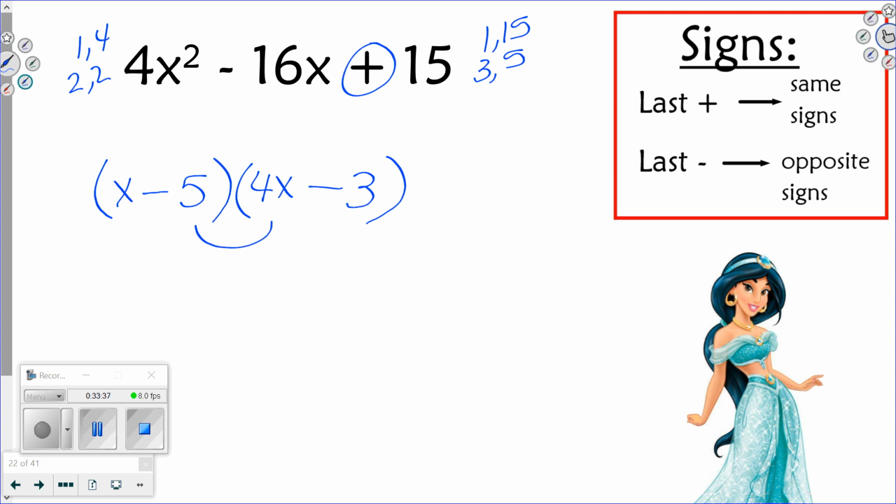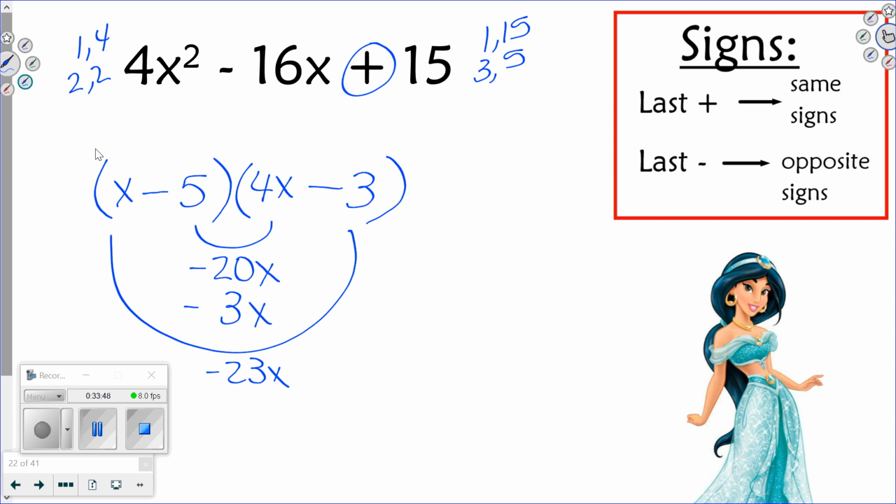So when I check that, I get negative 20x minus 3x. That's negative 23x. How'd I do? That didn't work. All right, back to the drawing board. So when something doesn't work, my suggestion, and that was 5 and 3, switch it to 3 and 5.